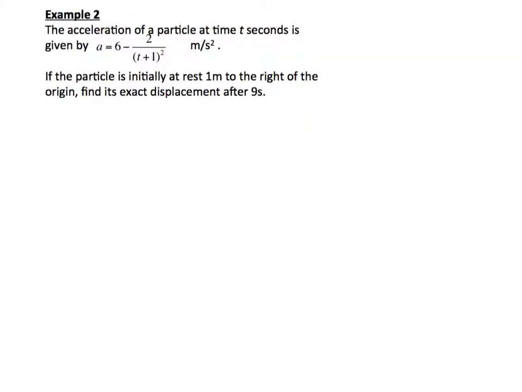All right, another question. The acceleration of a particle is given by that. The particle is initially at rest. Remember, initially means when t equals 0, and at rest means when the velocity equals 0. 1 metre to the right of the origin means the displacement x is positive 1. So this is saying when t equals 0, our velocity equals 0, and x equals positive 1. So that's what that bit there is saying.